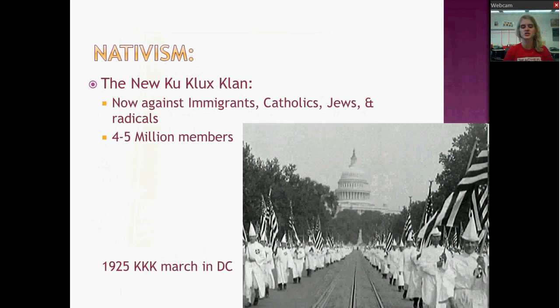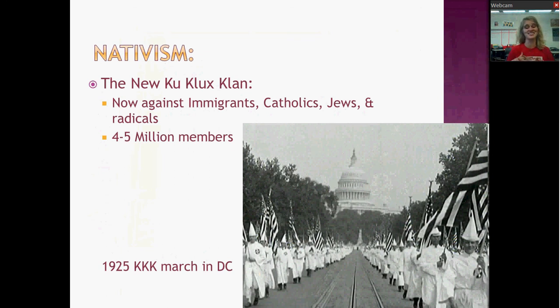If you look at this picture down here at the bottom, this is a march in Washington, D.C. You see it's in front of the Capitol there in 1925. These guys may not look like the KKK you're used to because you notice their faces aren't covered. It was seen as a very patriotic thing to be in the Klan in this time period.